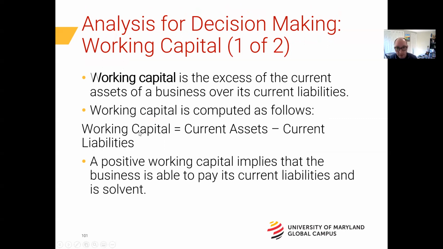So the idea of working capital is the difference, or the excess, of current assets over its current liabilities. It's a very simple computation. We take current assets minus current liabilities. That gives us working capital. The idea behind working capital is that we can use it to pay current liabilities to be solvent. We can also use current working capital to make investments into the business.